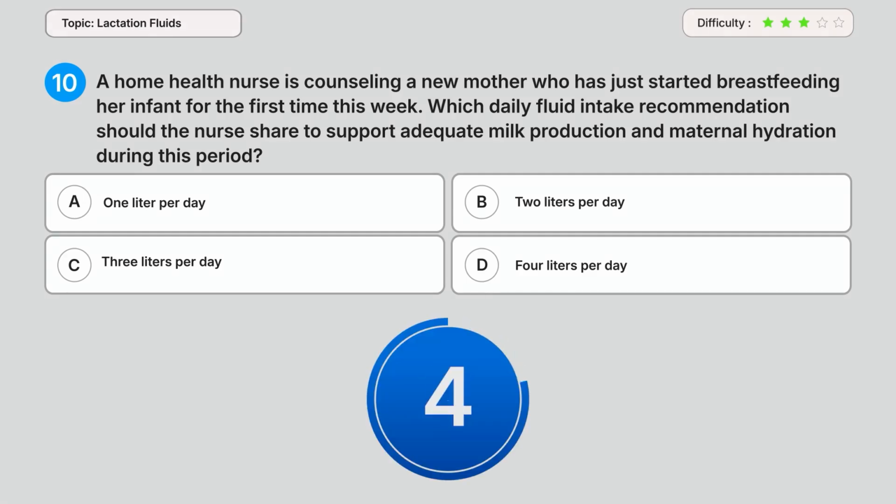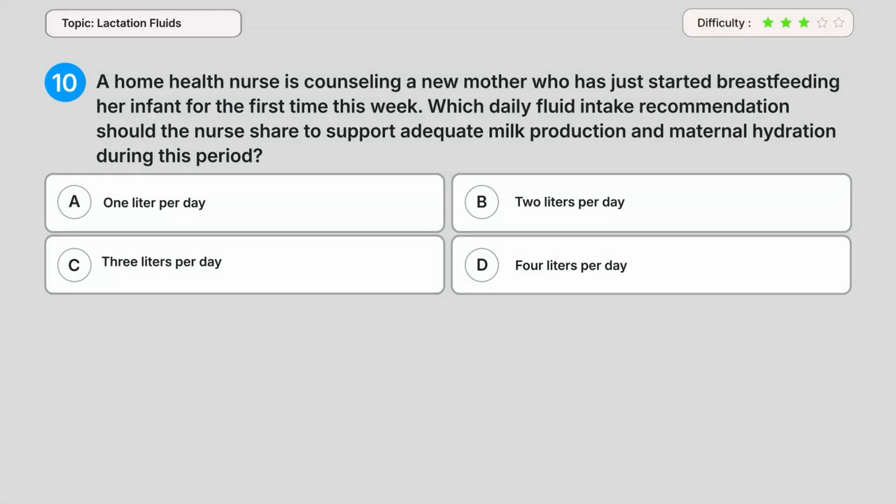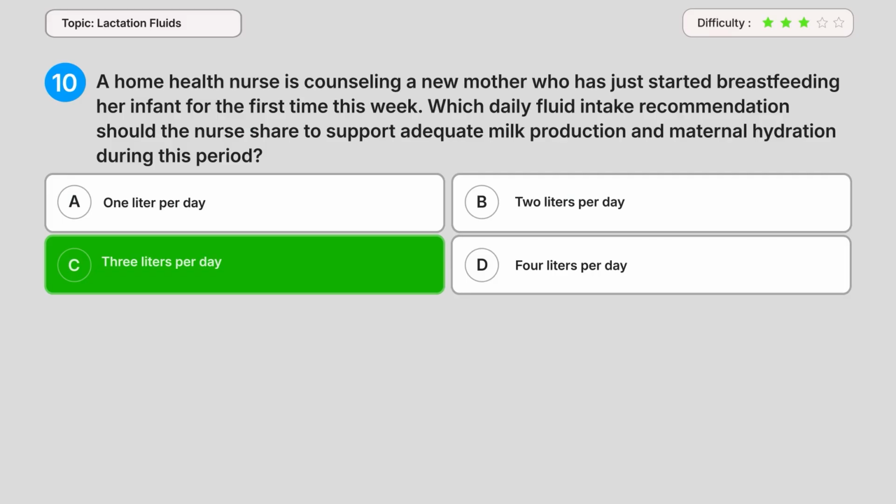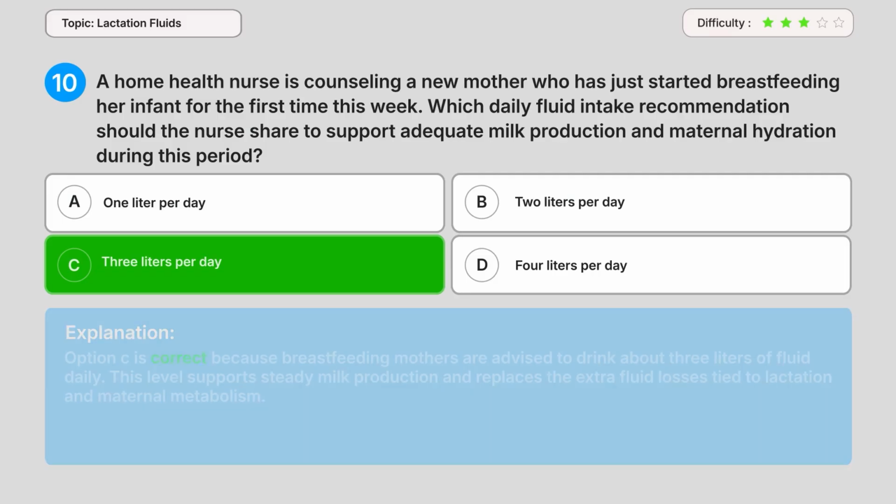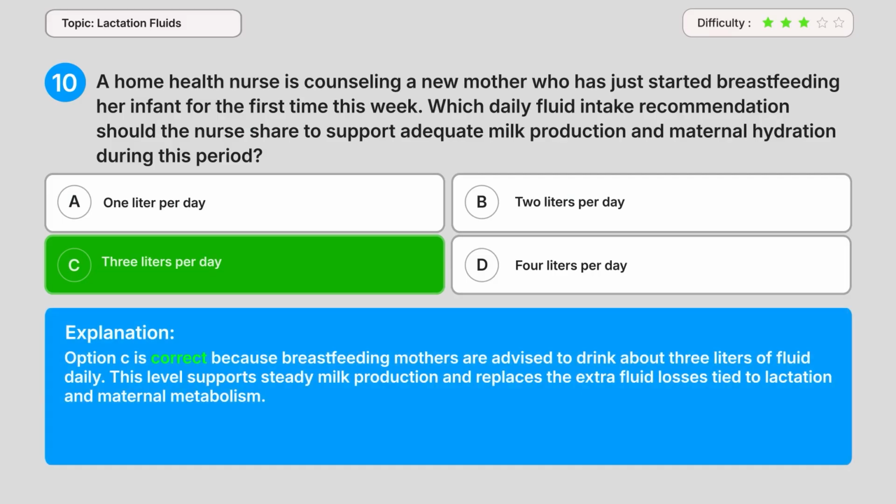Can you guess the answer? Correct answer, C. 3 litres per day. Explanation: option C is correct because breastfeeding mothers are advised to drink about 3 litres of fluid daily. This level supports steady milk production and replaces the extra fluid losses tied to lactation and maternal metabolism.